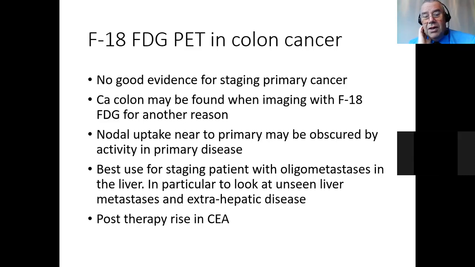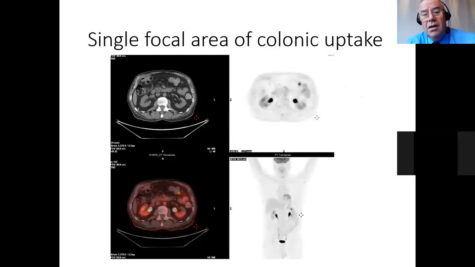So one of the things that we sometimes see is an unexpected uptake, which can be colon cancer. Again, the problem with nodal disease is that it can be very close to the primary. If you've got a big chunky primary, you might obscure lymph nodes, but it is very good for more distant lymph node disease and liver disease. And after treatment, we find it very useful in patients who have a rising CEA.